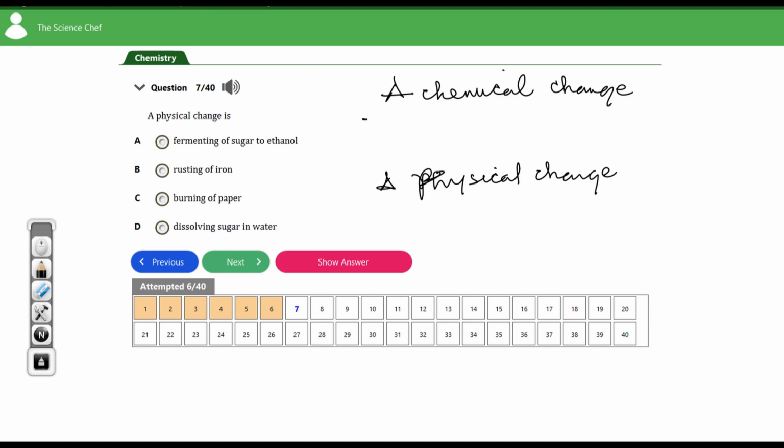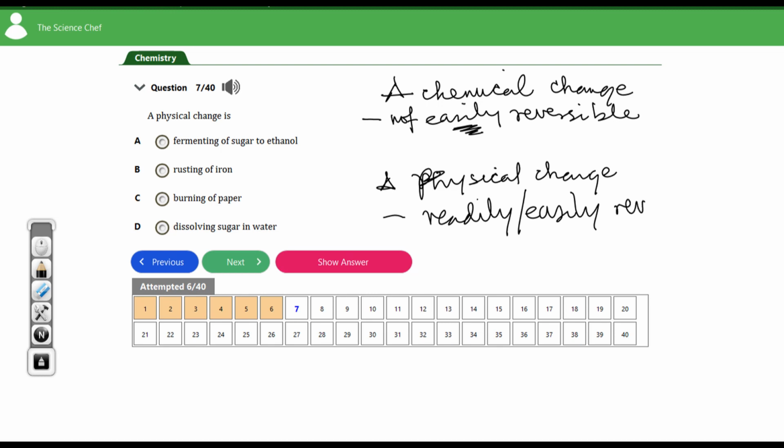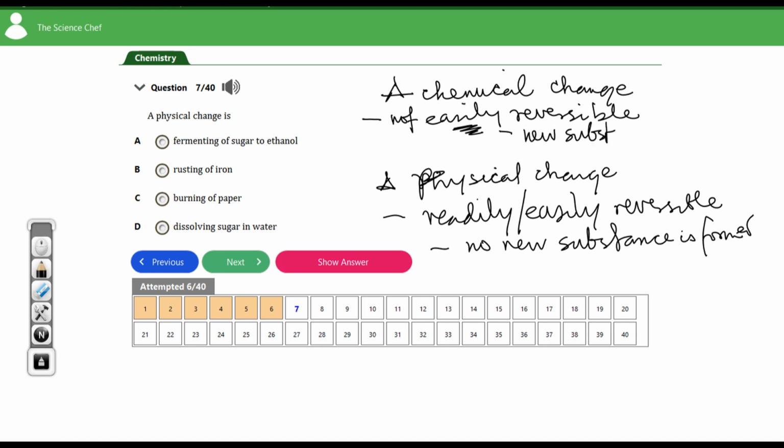Now, a chemical change is not easily reversible. Remember, this is the key word: not easily. Chemical changes are not irreversible. Under suitable conditions, chemical changes are reversible, but they are not easily reversible. While a physical change is readily or easily reversible. Then in a physical change, no new substance is formed, whereas in a chemical change, new substances are formed.